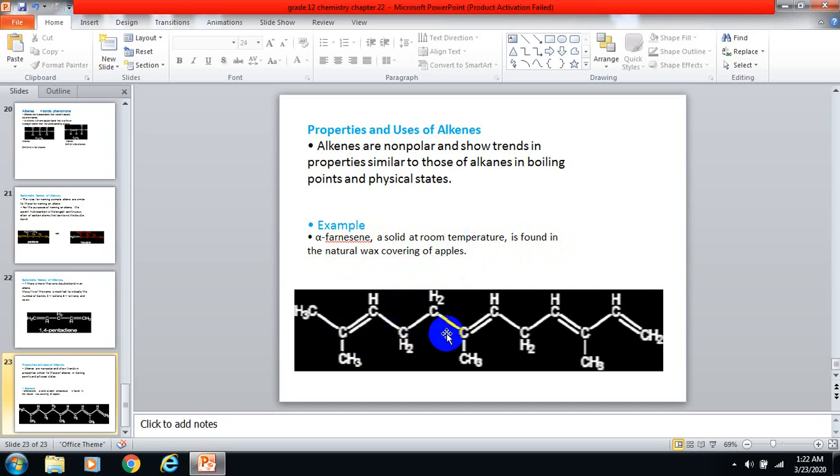Look at the natural wax covering of apples. Now this is the branched structure for that. 1 2 3 4. Okay, this is the structure for farnesene. Anyhow, these were today's topic, and next, inshallah, we will study the alkynes.